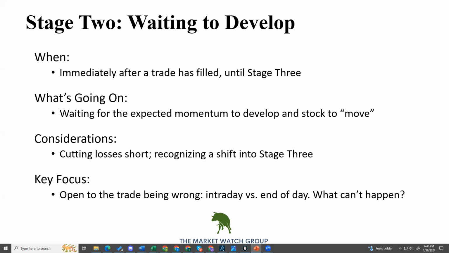What are our key considerations here? Your primary consideration is cutting losses short. This is where things could go wrong before they have a chance to go right. And if that happens, we want to be able to recognize it and fail fast. Because if we can fail fast, we're more able to fail cheap. Fail fast, fail cheap. Cut your losses short.